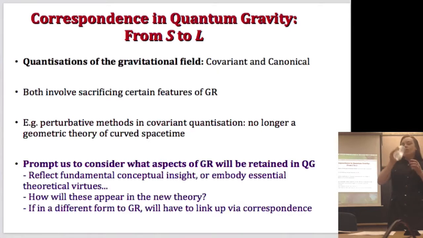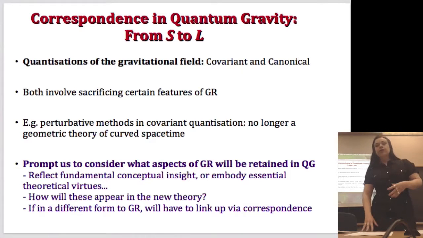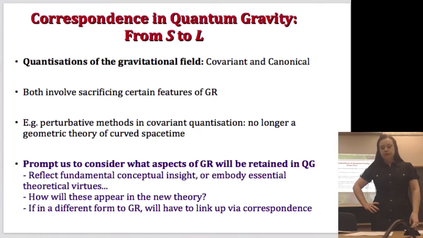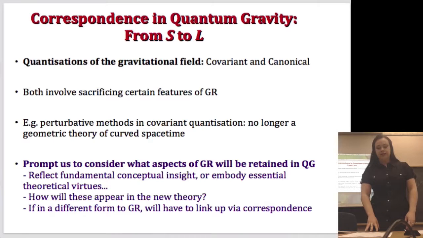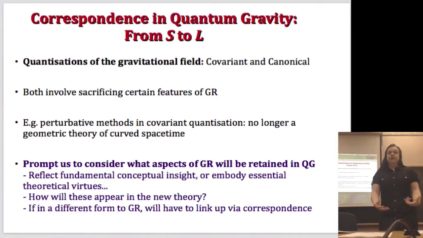And then, of course, another way of going from our current theories to search for quantum gravity is by quantizing GR. Two different ways of going about this, covariant and canonical approaches. Both of these involve recasting general relativity in a form suitable for quantization. But doing this, we're sacrificing particular features of general relativity. For example, these perturbative methods in covariant quantization result in a theory that's no longer a theory about curved space-time, and the association between gravity and space-time gets lost.